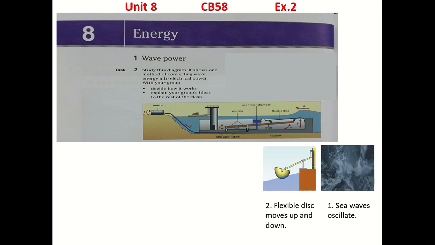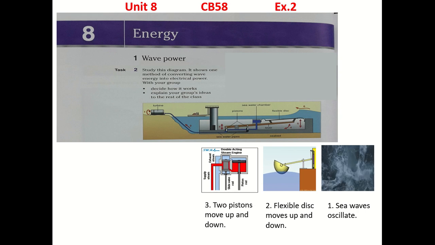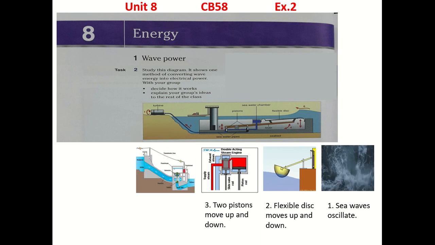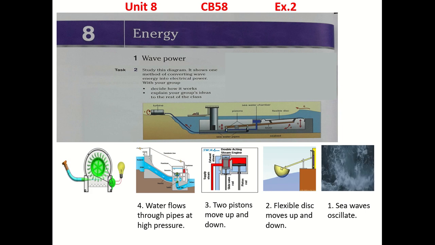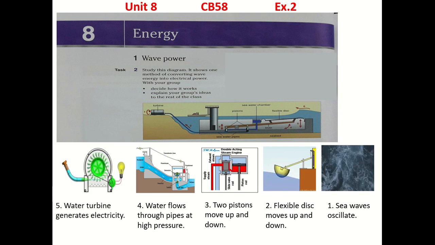It moves up and down. This makes the two pistons move up and down as well. Now, the pistons push the seawater from the chamber through the pipes at high pressure. The high pressure water makes the turbine rotate, and this generates electricity. So now this is how wave energy is converted into electrical power.